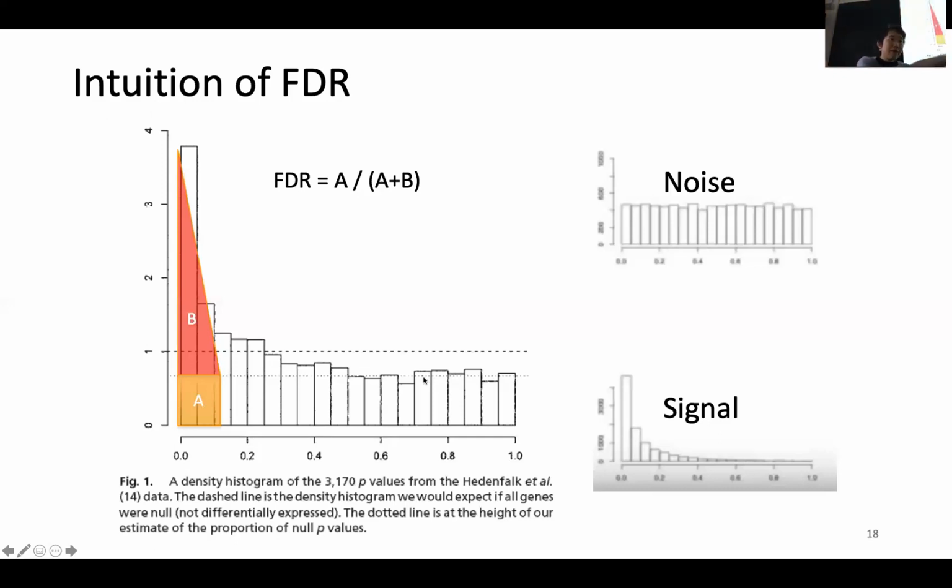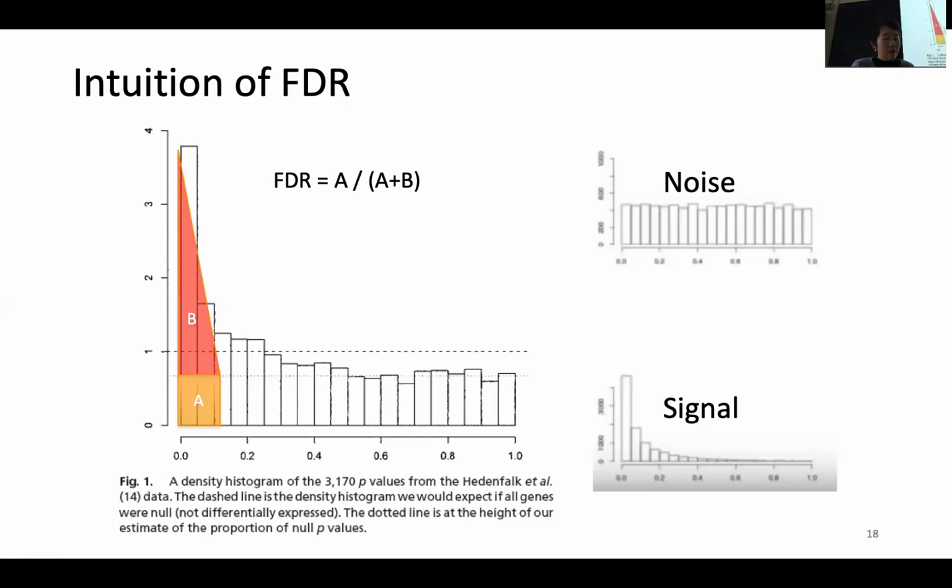And you can use that flat level, extrapolate the flat level to the left to estimate roughly how much is your noise. And the remaining ones you call are the real signals. Okay, and so as we mentioned, in this situation, you just know roughly at each p-value cutoff, how many genes you're going to call, and roughly out of those, how many are false positives. You don't know which one is the false positive. You just know a percentage of them are going to be fake.